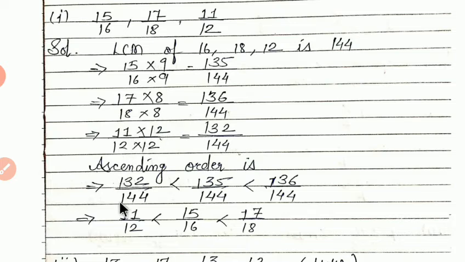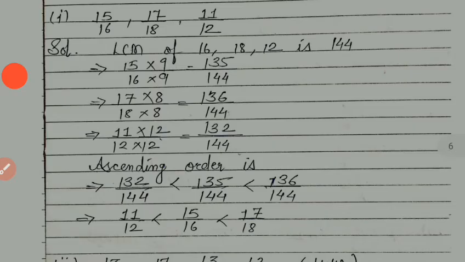So you have to write in place of this 11 by 12. Then 135 by 144 is the answer of 15 by 16. So you have to write 15 by 16. And last one is 17 by 18, which is the answer of 136 by 144. And ascending means here 11 by 12 is less than 15 by 16, which is less than 17 by 18. So this symbol is used for ascending order.